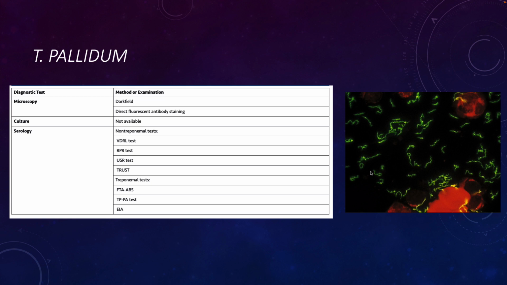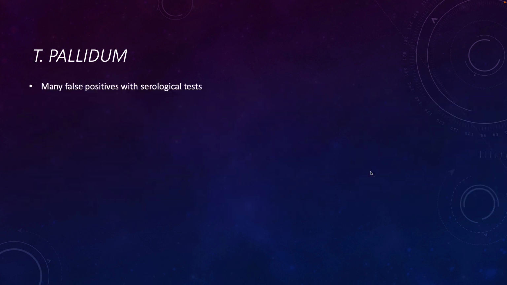For the diagnostics of syphilis, like I told you, with a lot of the spirochetes, they're very difficult to see under conventional microscopy. You can do dark field. What we have here is direct fluorescent antibody staining, so anti-treponemal antibodies that are tagged with a fluorescent label, so you can see all the spirochetes. Culture is not available, but there are a lot of serological tests. The trick with serology is there are a lot of false positives. The bacterium doesn't have a ton of antigens on the surface, so you can get a lot of cross-reactivity with other diseases and host proteins.